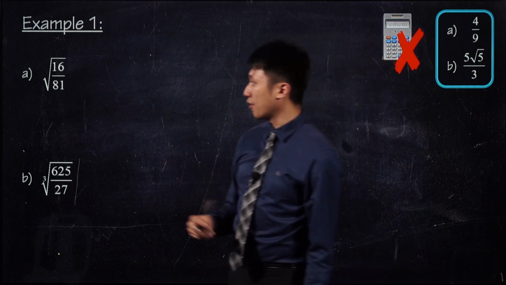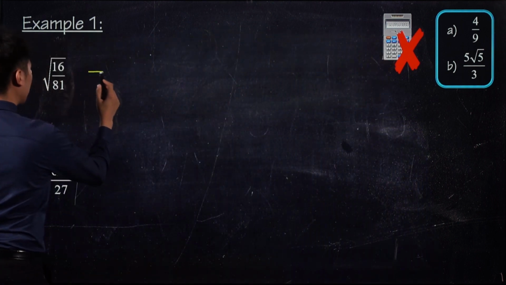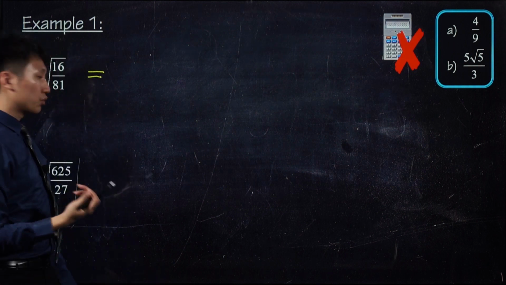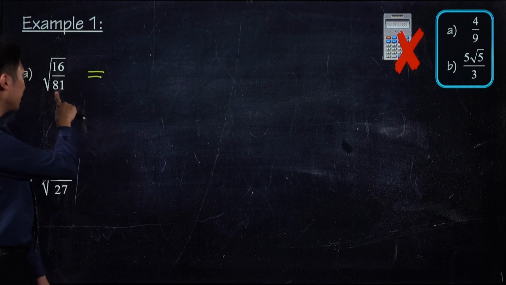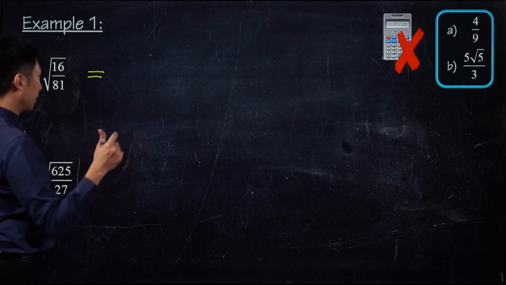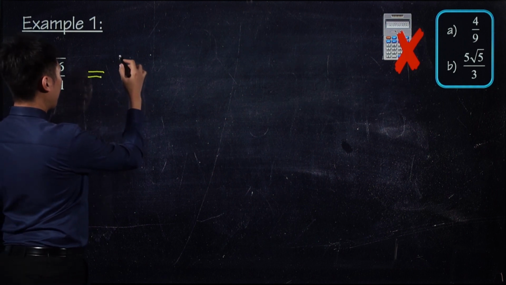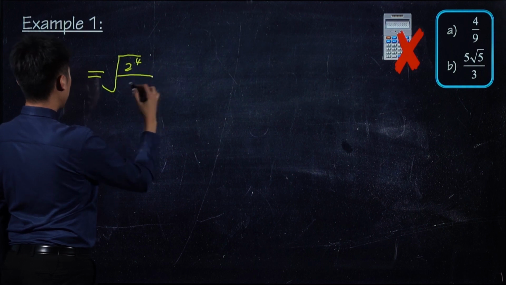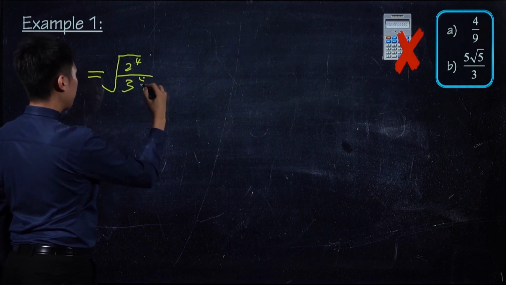So first of all, I try to write this one here. This 16, you can think of 16 as what? 2 to the power 4. Then 81 is what? 3 to the power 4 as well. So this one you can write as 2 to the power 4, then this one is 3 to the power 4.